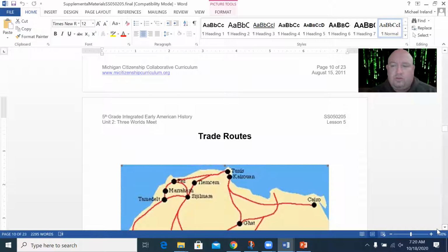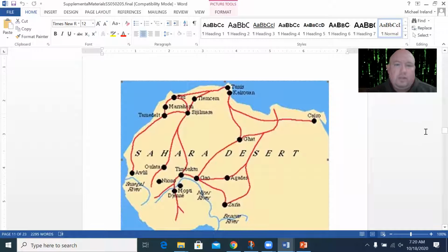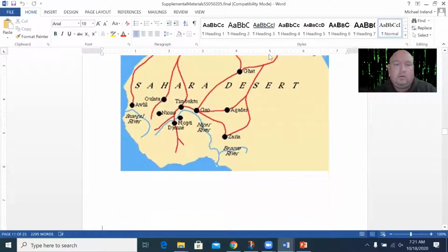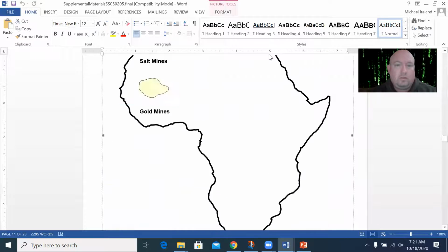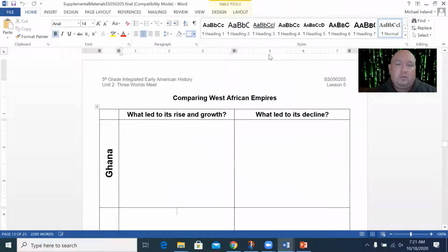We have some trade routes here. And you can see that these routes would connect cities throughout the continent. And once you get up to places like Cairo and Tunis, you could trade directly into Europe using ship. And that's what they would do. Gold mines to the south, salt mines to the north.